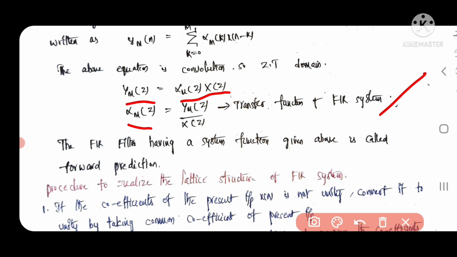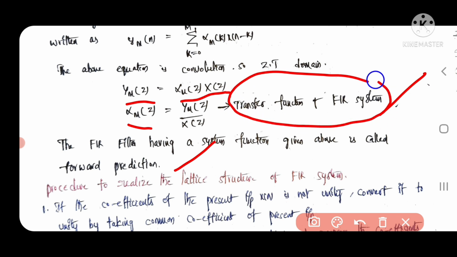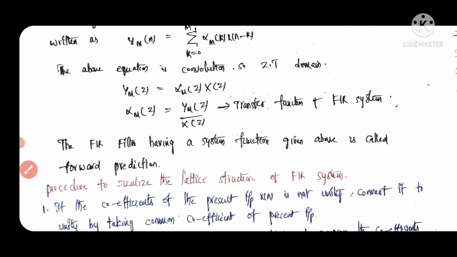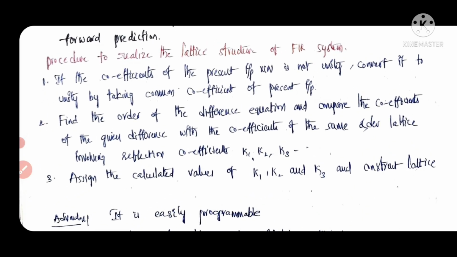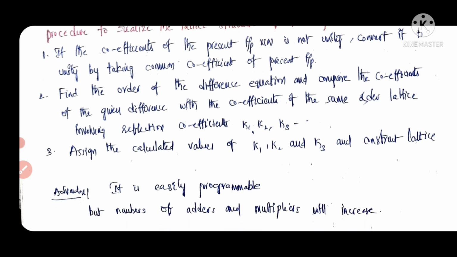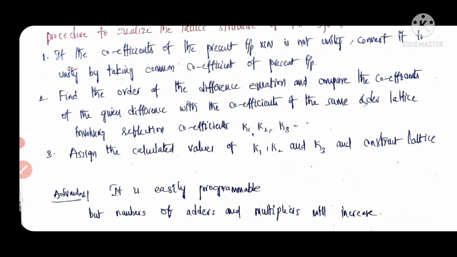So the FIR filter having the system function given above is called a forward prediction. This above transfer function is generally called a forward prediction. Now we have to see what the procedure is to realize the lattice structure of a FIR system. For that purpose, the first point is this.